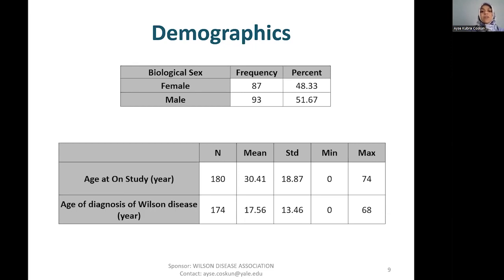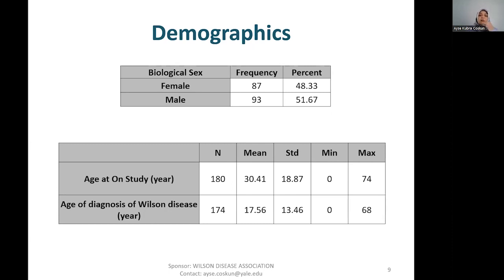Currently, male to female ratio in our study is about 51% to 48%. And the youngest patient who participated in our study was 3 months old, whereas the oldest patient was at age 74. The mean age for the participants was 30 years. Our participants were diagnosed at different stages of their lives. Their age of diagnosis ranged from birth to 68 years, with the mean diagnosis age of 17 and a half years.